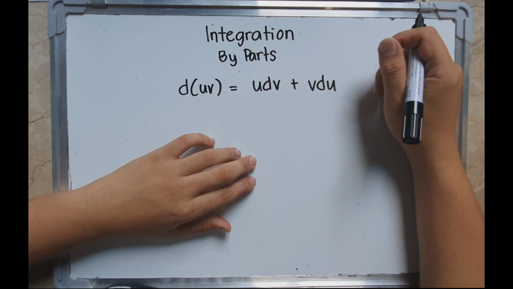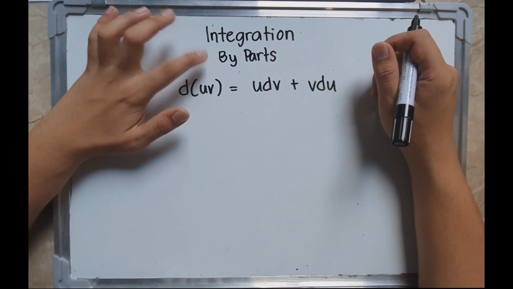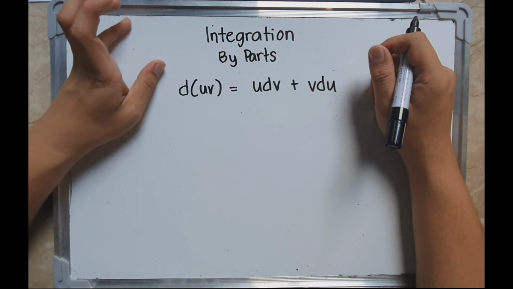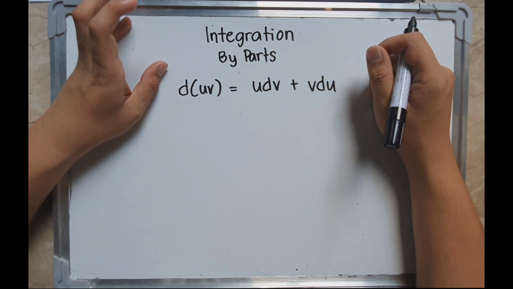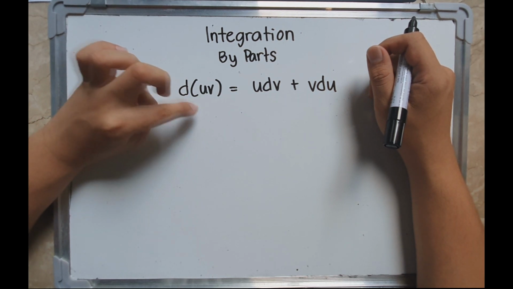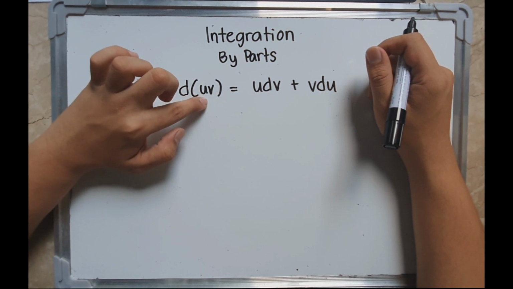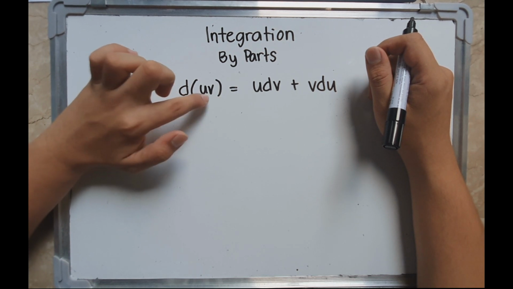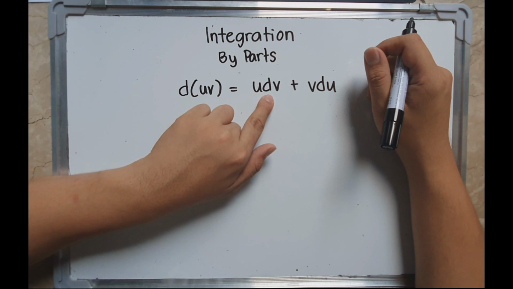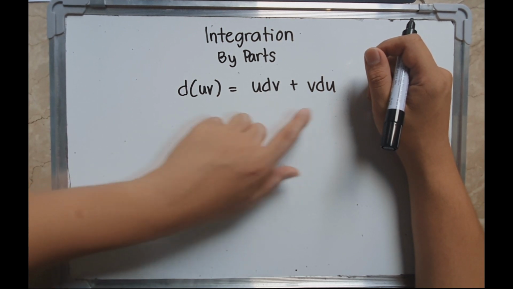Our topic for today is all about integration by parts. So we have here the derivation of the formula. It all came from the product rule. The derivative of u times v, two functions multiplied together, is equivalent to u dv plus v du.